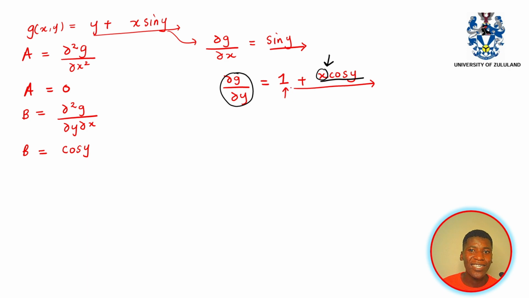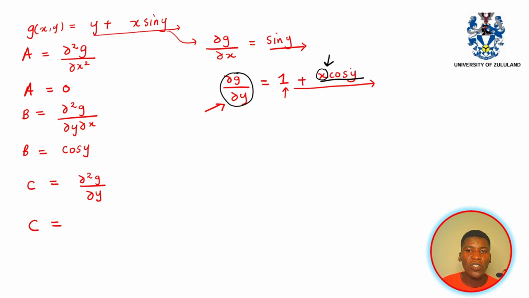Since it's a constant, there is no x in it. And then the value of c is the second partial derivative in terms of y. So you are going to take the partial derivative in terms of y, and differentiate it again in terms of y. This is the first partial derivative in terms of y, the one that we did at the beginning.